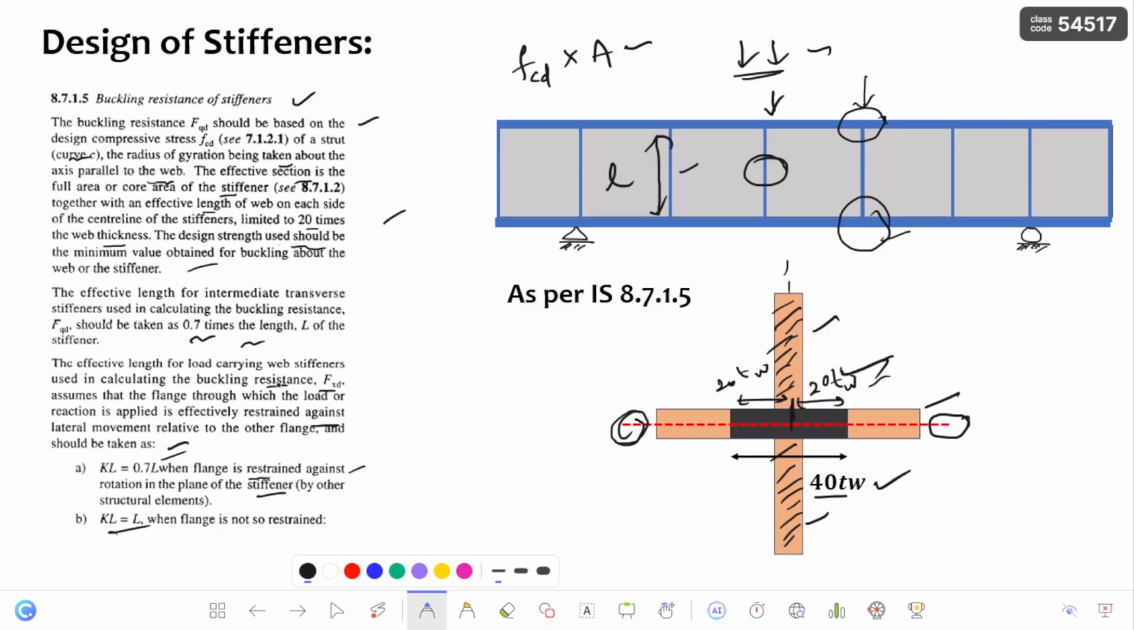So from this codal provision, for the buckling check of the stiffener, the effective cross section you are going to consider is the effective web area, of length 40 times the thickness of the web, and also the total resisting area of the stiffener. This is the important thing specified in this buckling resistance of stiffener codal provision. And the effective length you are going to consider is 0.7 times the length of the stiffener if the flange is restrained against rotation, and if it is not restrained you have to consider the total length of the stiffener. So these are the important points regarding the buckling resistance of stiffener.